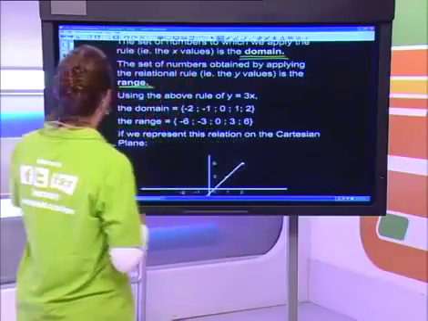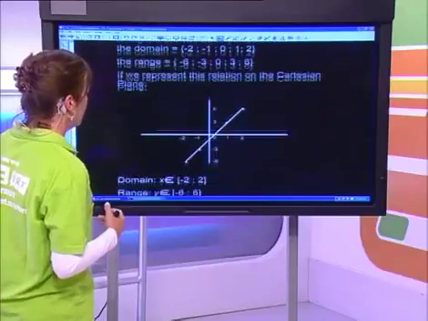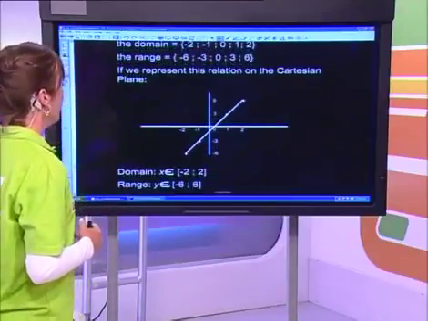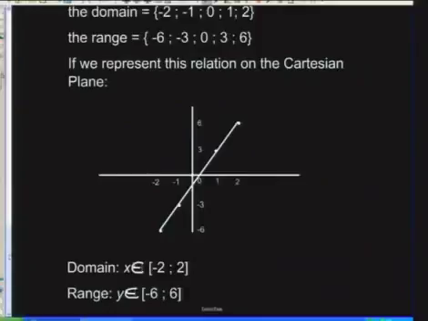And just to show you how we would represent it on the Cartesian plane, if I had a graph going from -2 to +2 on my x-axis, that would show me this over here.